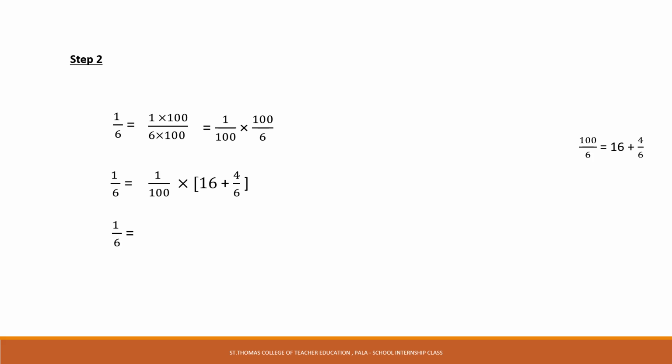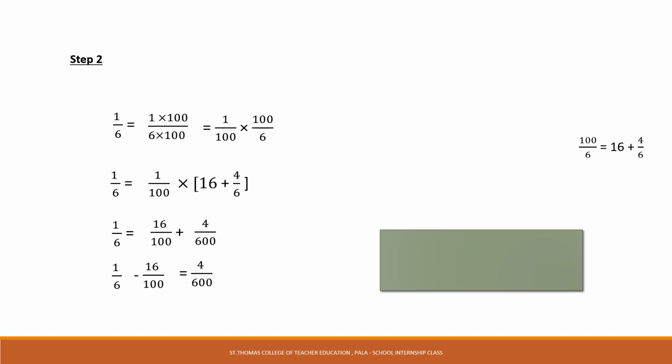Next step is, yes, very good, applying the distributive law. So we get 16 by 100 plus 4 by 600. And the next is bringing 16 by 100 to LHS and rearranging. So after step 2, we get an equation as 1 by 6 minus 16 by 100 equal to 4 by 600. And we consider it as equation number 2.